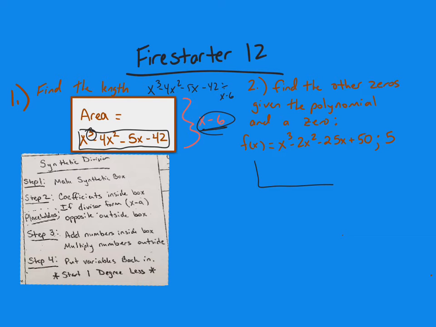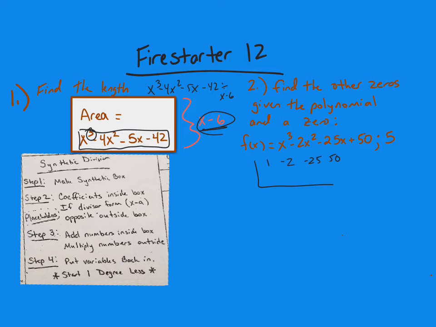So inside the box, I don't put x cubed, I just put 1. Then I put -2. Then -25. Then 50. Remember, I don't need a placeholder because all the variables are accounted for. It goes x cubed, x squared, x to the first, no x's.